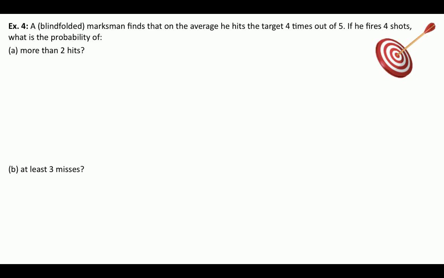In this case, it makes sense to talk about a hit being a success. So if he hits the target 4 out of 5 times, we'll say he's successful 4 out of 5 times. So P is 4 in 5. Then failure, Q, is 1 in 5. The probability of failure in any one trial is 1 in 5. So he's firing 4 shots, so basically he's taking 4 trials. So N is equal to 4. And we're looking for an X value that's more than 2. So we're looking for either 3 or 4 hits out of 4 shots.